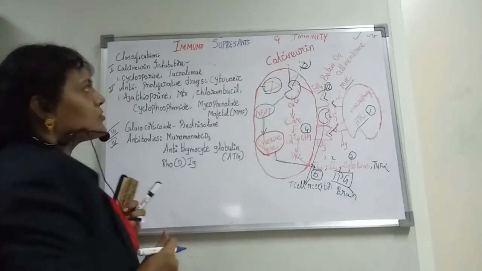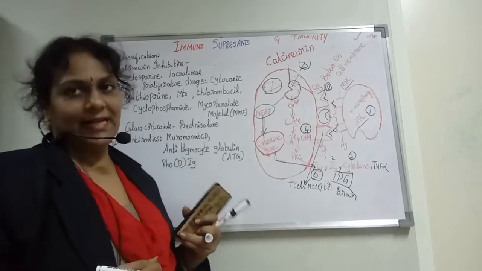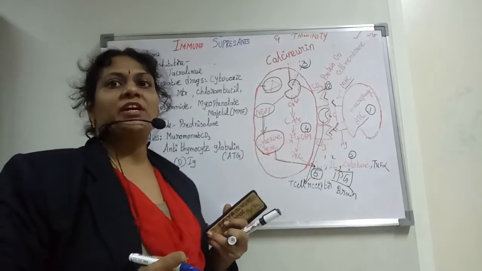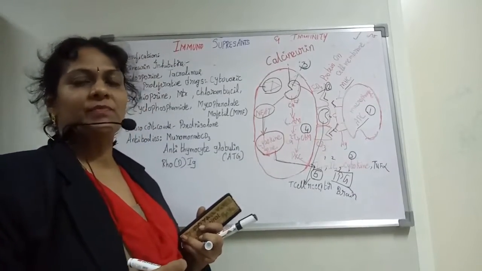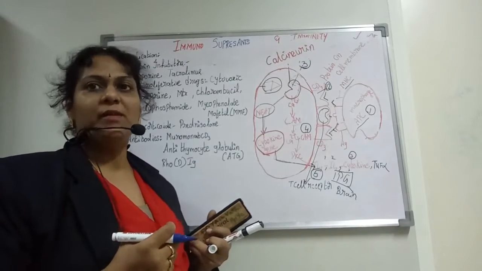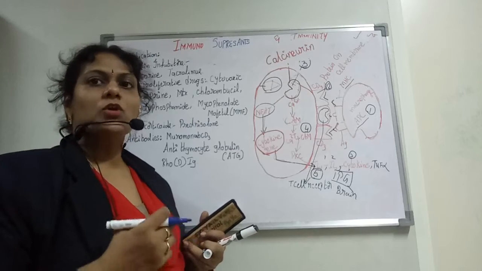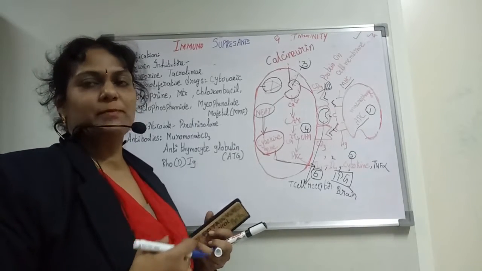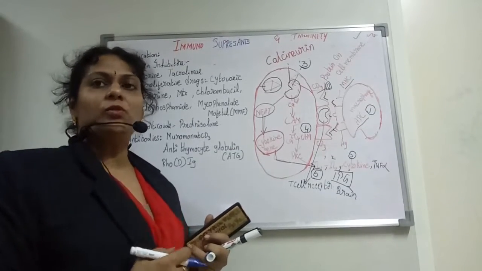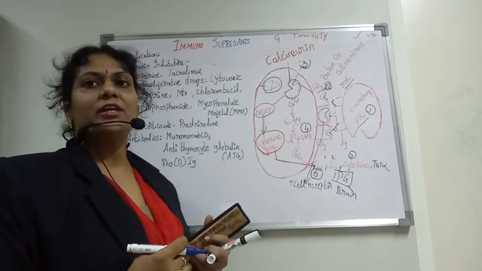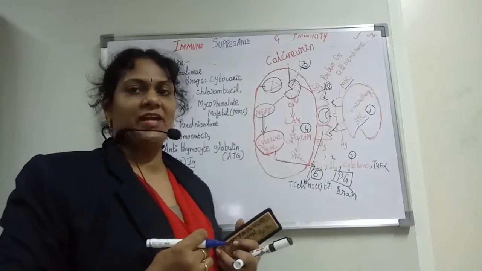Immunosuppressants are pharmacological agents used to suppress your immune system, that is, the immunoglobulins, the power of T cells and the power of B cells, so that they do not participate in immunity. And we know that these suppressants are particularly used in organ transplantation.